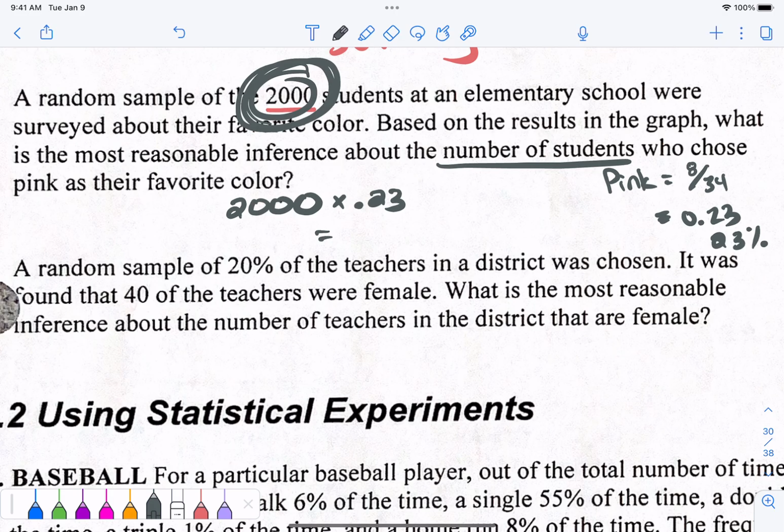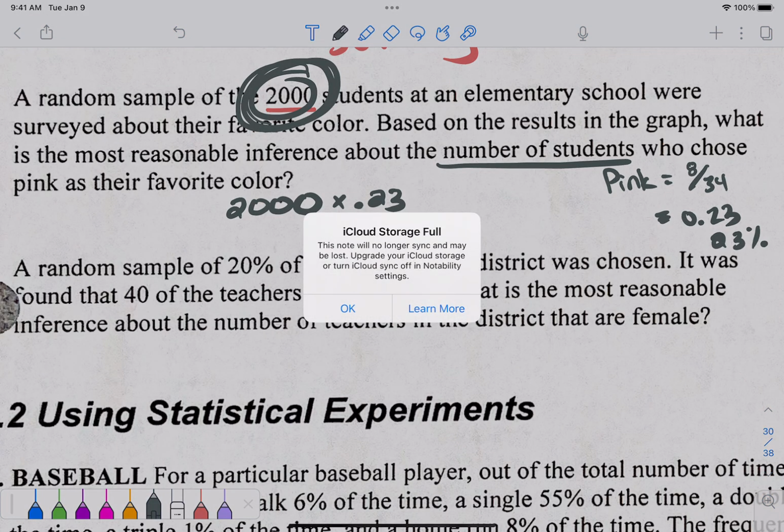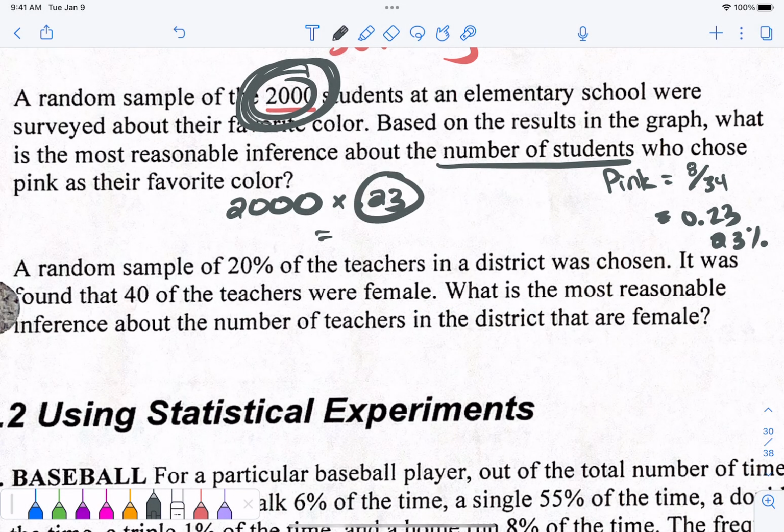So 23% of 2,000, or 0.23 times 2,000, is, can you do this in your head? Hold on, don't give me the answer. You're really taking 23 times 2, right? What's 23 times 2? 46, but how many zeros? Is it 46? Is it 4.6? Is it 460? Is it 4,600? Which one is it?